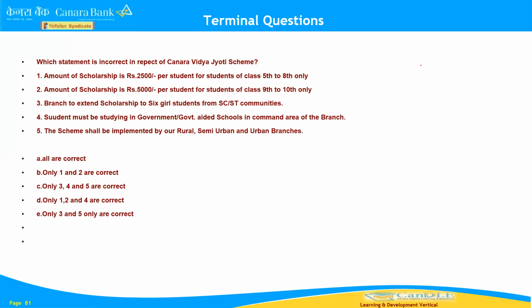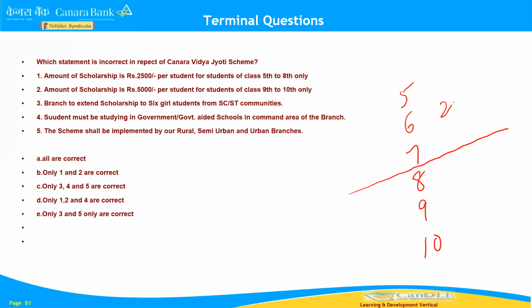All mixed answers, people are giving A. All are correct. Sir, I told you the amount is correct. You see the class, 3 different answers: A, B, C, E. There is 5th to 10th. 5th class to 10th class. How will it be, sir?